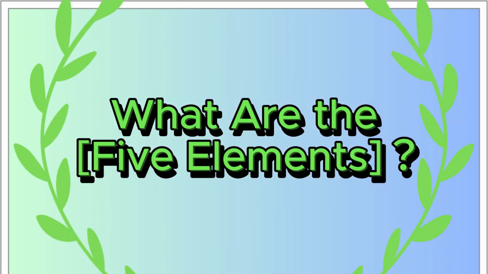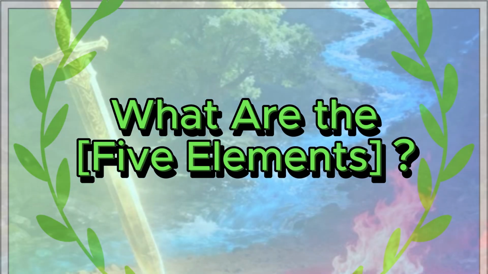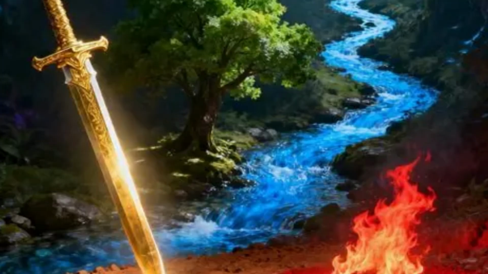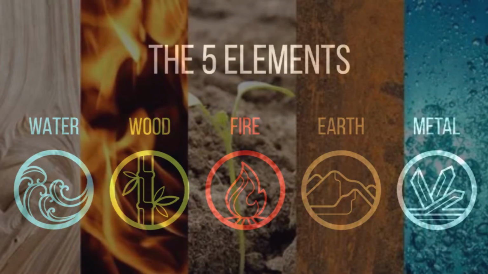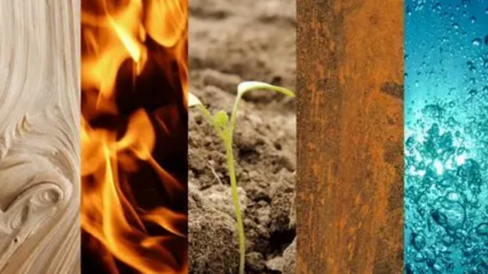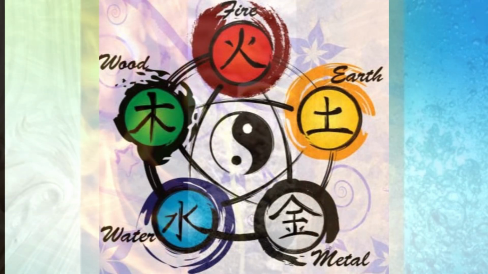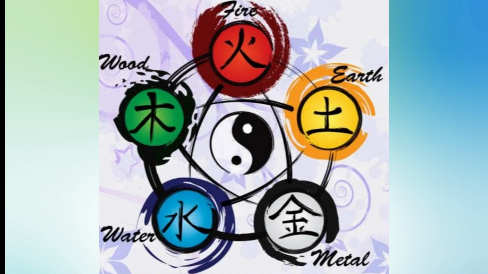First of all, what exactly are the 5 elements? In ancient Chinese philosophy, everything in the universe can be categorized into 5 energy phases: wood, fire, earth, metal, and water. These are known as the 5 elements. But here is the important part. Most beginners misunderstand the 5 elements as 5 physical objects. They are not. Actually, they are 5 different types of energy behavior and transformation.